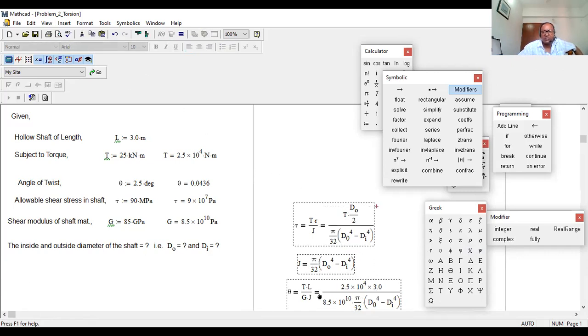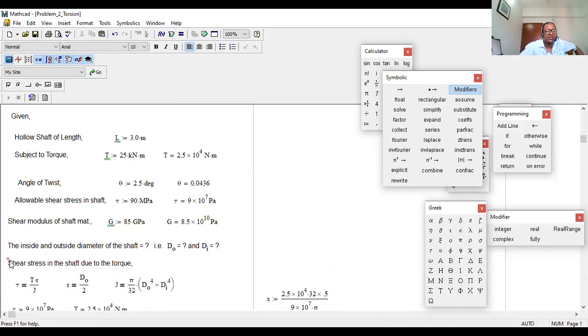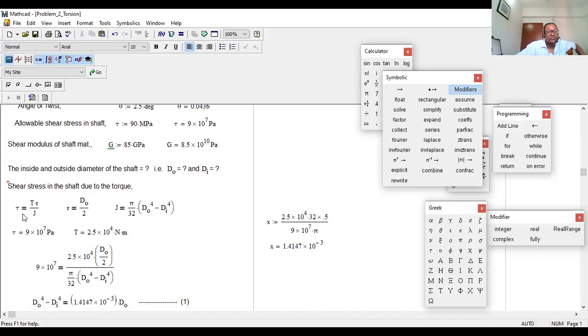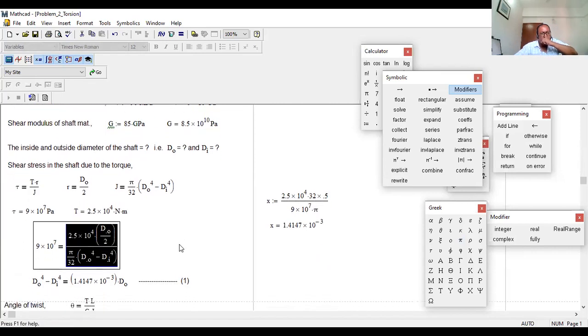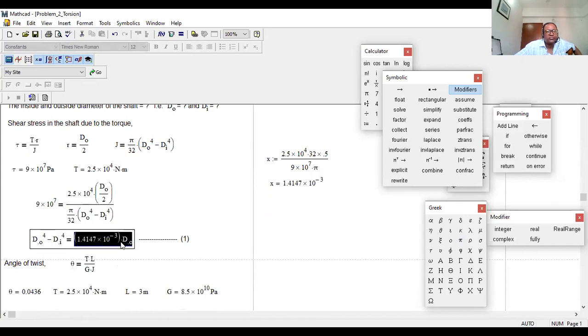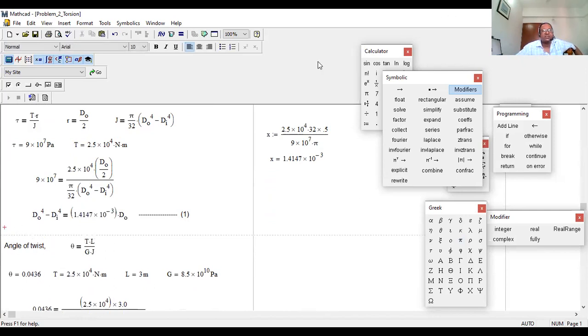I have to delete this thing that I did over here. At first, this is tau, right? So I say tau equals TR by J. So this is my tau. This is torque, R is d naught by 2. This is my J. So you put in all the values, and we get this equation in terms of D. Then just one second.